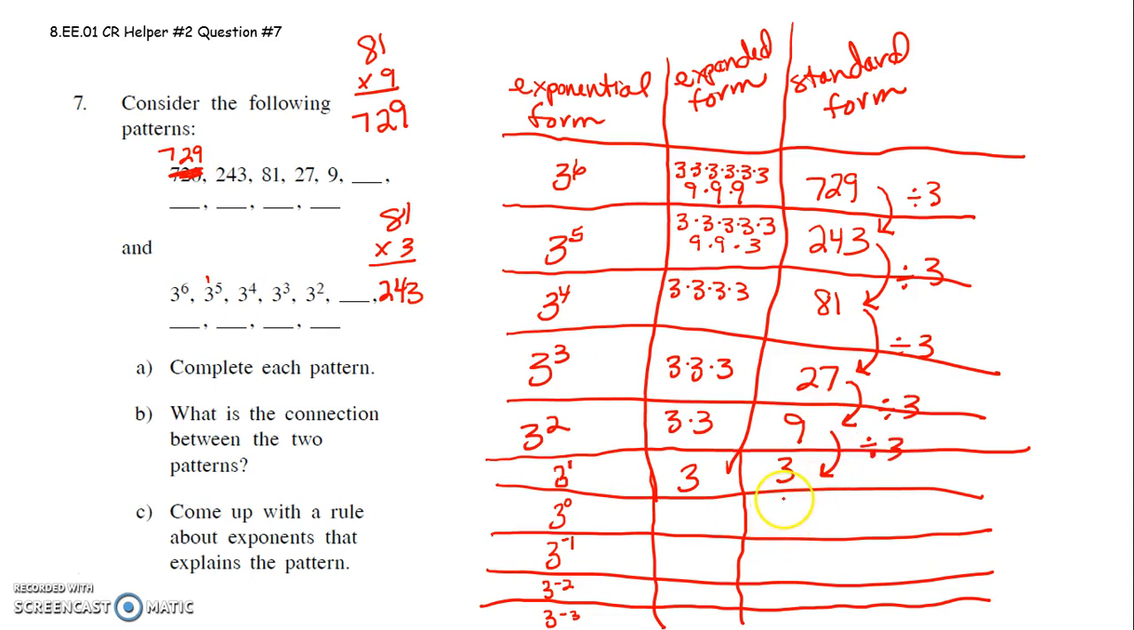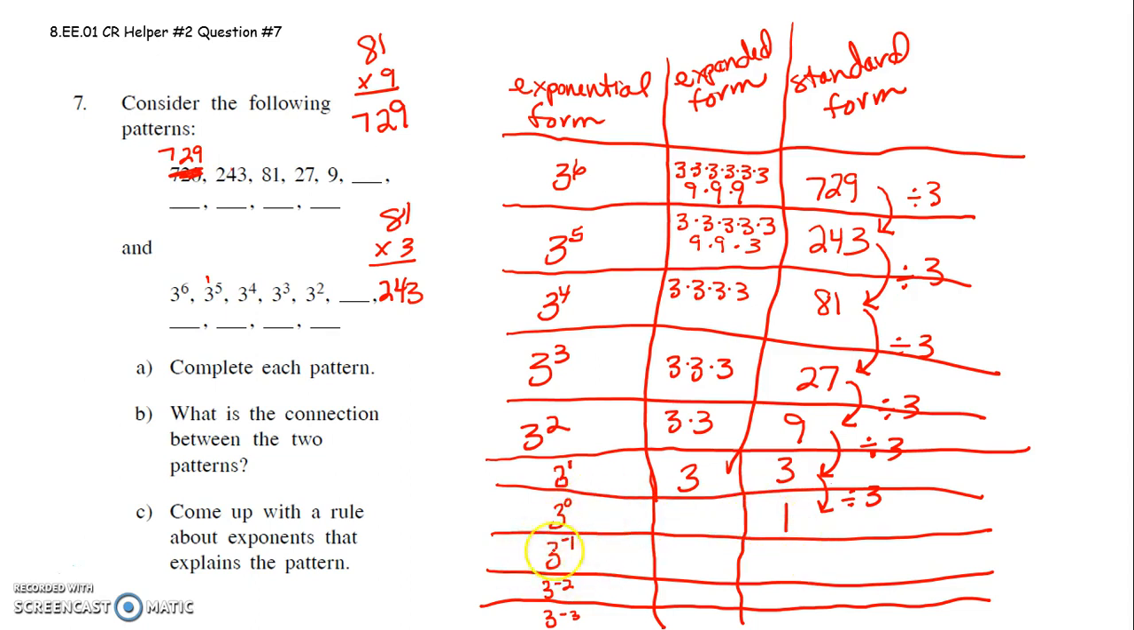So guess what the next one will be? Down this column, just keep dividing by 3. That's this pattern. Divide by 3, divide by 3, divide by 3, divide by 3, divide by 3. So now if I divide by 3 again, 3 divided by 3 is 1. So guess what 3 to the 0 power is? It's really 1. You're going to learn about that if you haven't already.